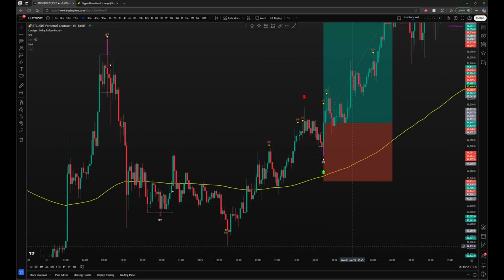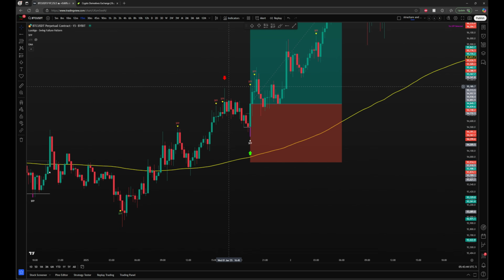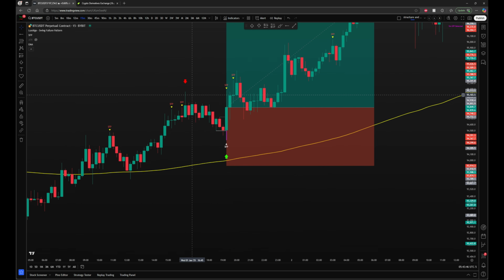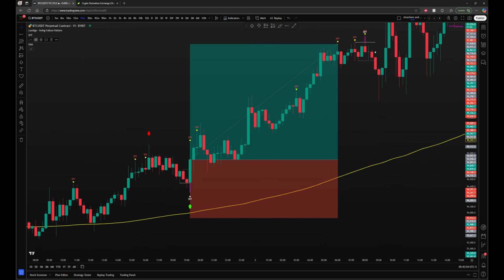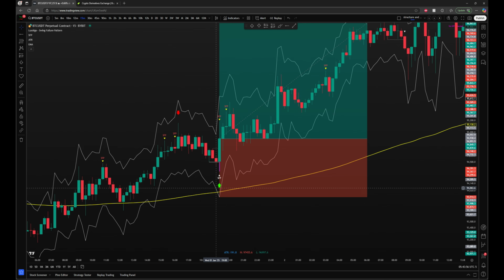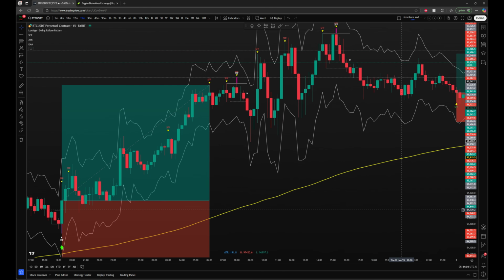Here's another long. Price pops up over the 200 EMA. We're looking for a swing failure pattern off the lows of our current pullback, which we get right here. There it is, valid, 1 to 2 risk to reward ratio. Here's the ATR stop loss indicator, 1.5 ATR below the low of that candle for the entry, or from the entry candle's low. There it is, ends up working out.